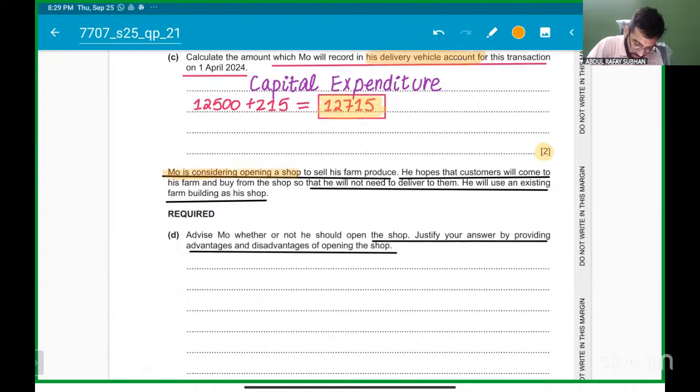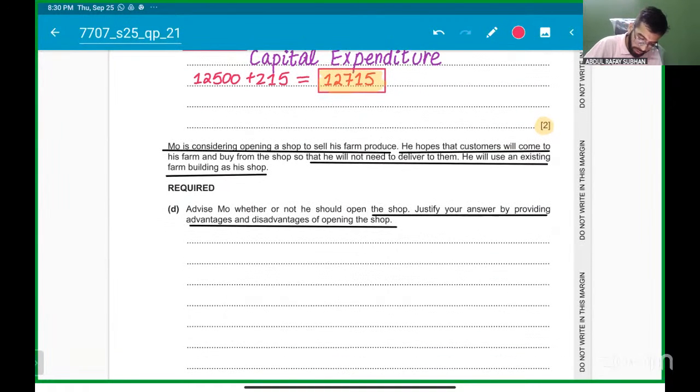Okay, if Mo is considering opening a shop to sell his farm produce, he hopes that customers will come to his farm. So what will happen is, basically, let's start. How do you write a proper answer to get all 5 marks? So we can write down that if Mo opens the shop, there will be no delivery cost. Okay, there will be no motor expenses or no delivery cost.